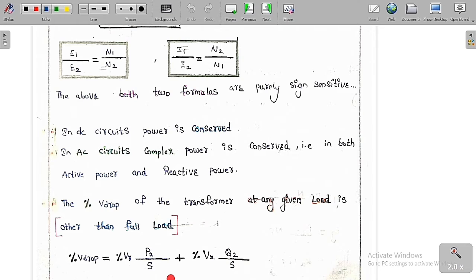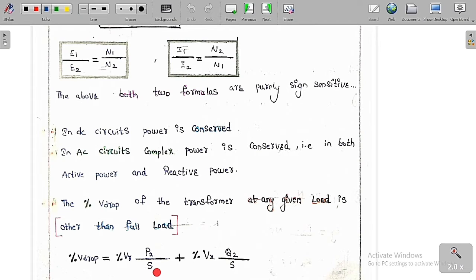If you want to find the amount of voltage drop in the internal impedance of the transformer, it is equal to the voltage drop in the resistive part into P2 by S plus the voltage drop in the reactive part into Q2 by S, where P2 is the active power demand of the load, Q2 is the reactive power demand of the load, and S is the overall rating of the transformer.